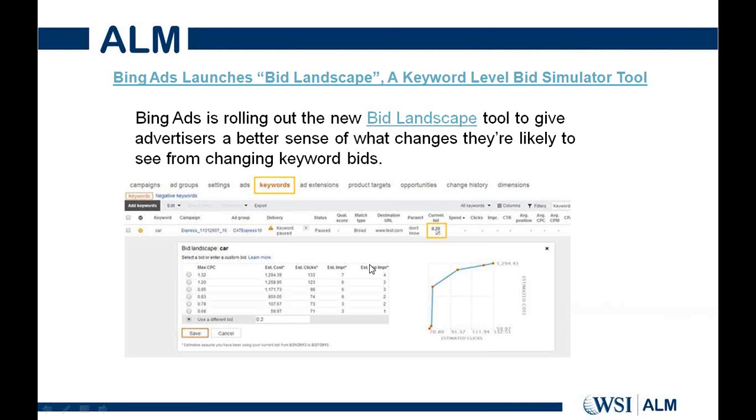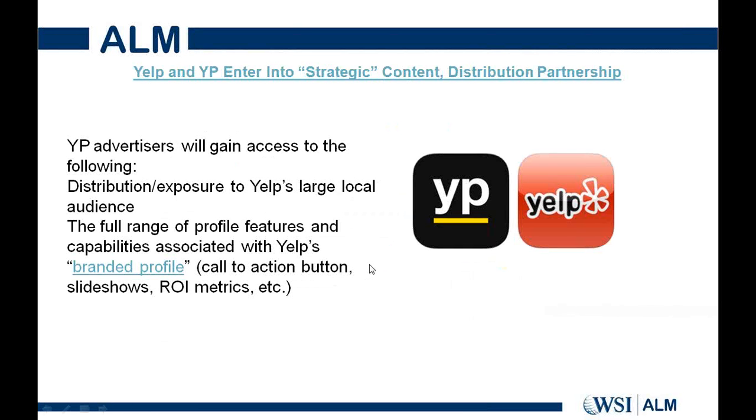Great. The other news of the week was Yelp and Yellow Pages entering into a strategic content distribution partnership. So this is a pretty interesting partnership because it's kind of like a win-win situation for both. Yellow Pages, what are they going to gain out of this? They're going to get a huge amount of exposure to Yelp's local audience, and Yelp's audience is only increasing. They've raised a lot of money through private sources, so they're really pushing Yelp out there pretty aggressively.